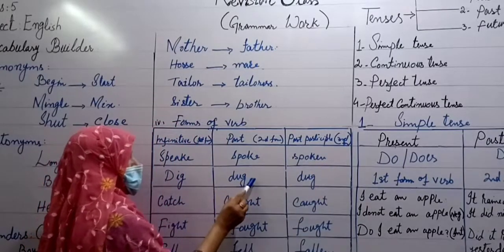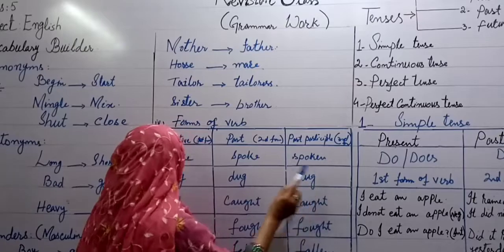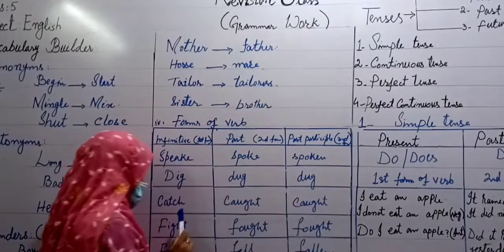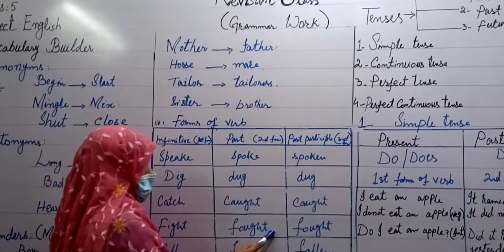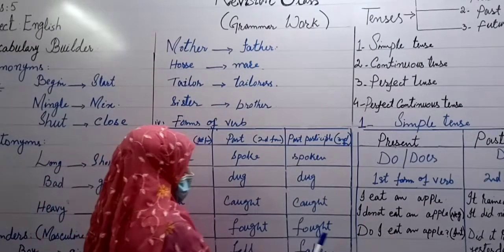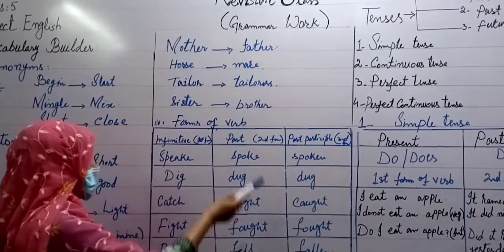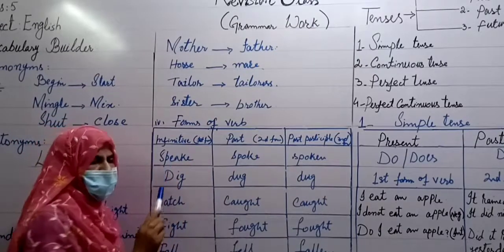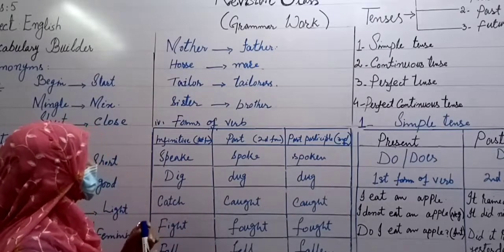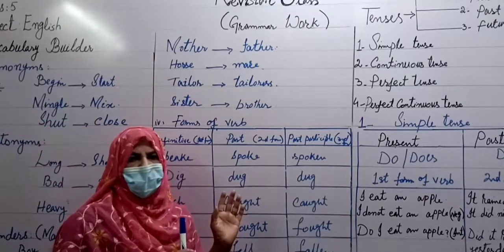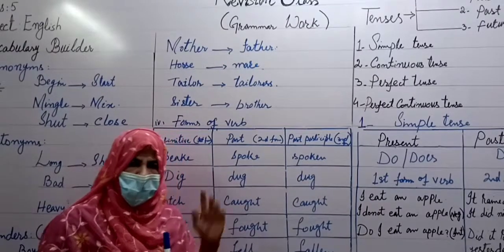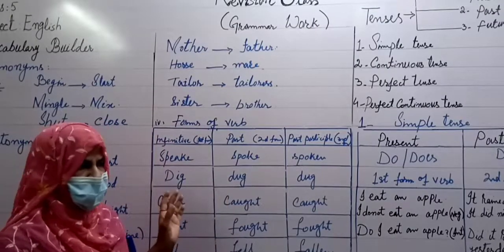Dig, dug, dug. Catch, caught, caught. Fight, fought, fought. Fall, fell, fallen. Here I have written a few examples of forms of verb. You can learn and see other forms of verb from your textbook, page number 120. All forms of verb are over there. You must learn them.